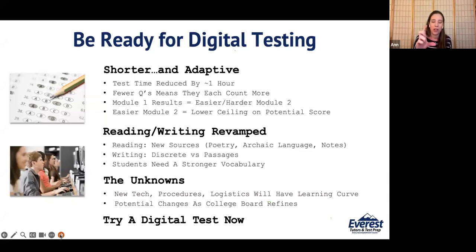We are down to short 100-word, 150-word passages with one question each. But students are going to have to analyze poetry. They're going to have to take notes and combine them into prose. We've got our archaic language.